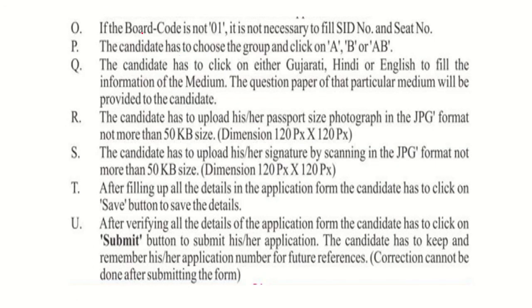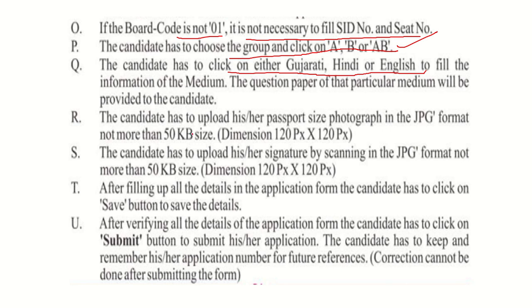The next one is, if your board code is not 01, means the candidates who have completed their higher secondary examination from the other boards who have not qualified their examination from the Gujarat Higher Secondary Board, then there is no need to fill this seat number and SID number. Okay, now you have to choose group and click A or B or AB in the next section. Then you have to choose the medium of the question paper, that is either Gujarati, Hindi or English.